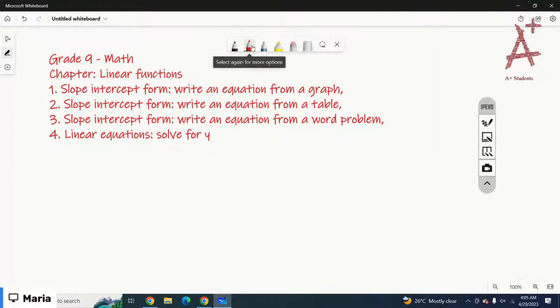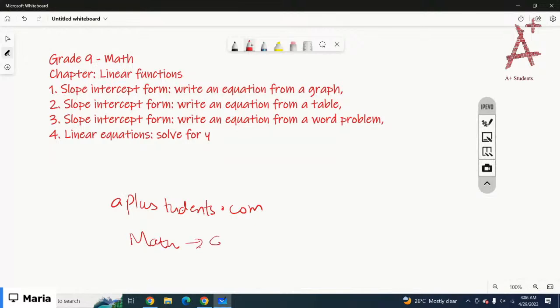You can find all the lessons on aplusstudents.com. You have to log in there using your email address, and the password is provided by the administrator. Then you have to select math from the subject tab. Scroll down to grade 9 and then click on view all lessons. There you can find a list of the chapters.